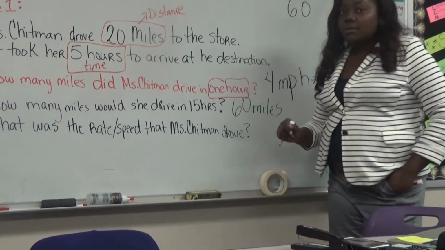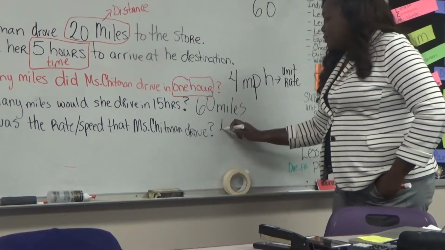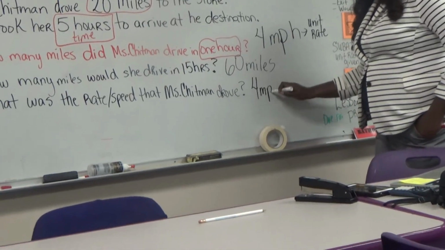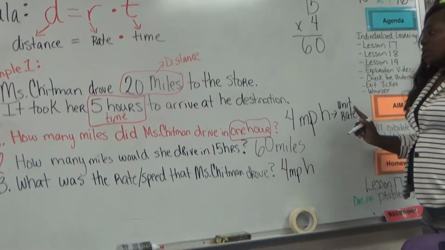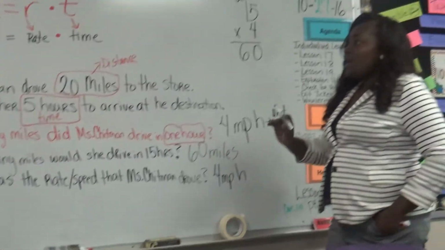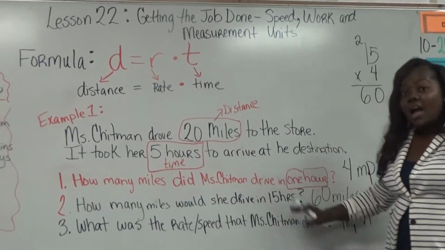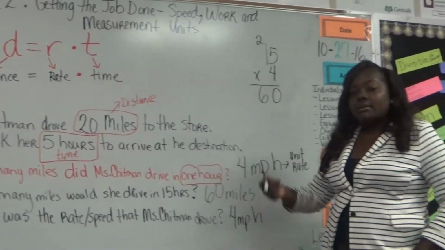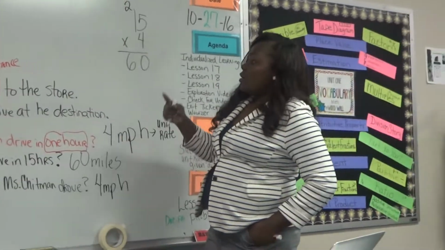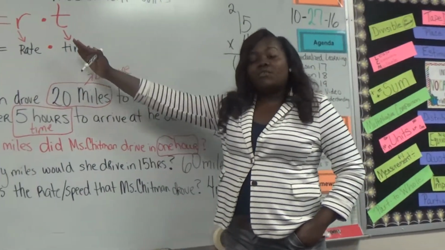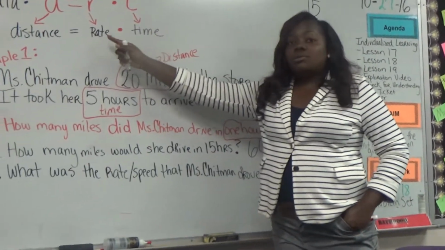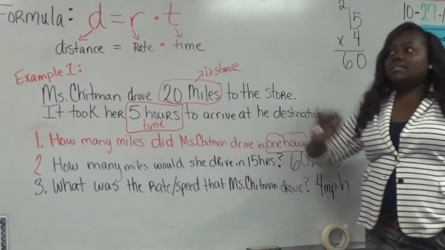4 miles per hour, which again is my unit rate. So we are also going to learn how to do all of what we previously learned, like when we found the unit rate. We're going to use this in this formula: distance equals rate times the time.